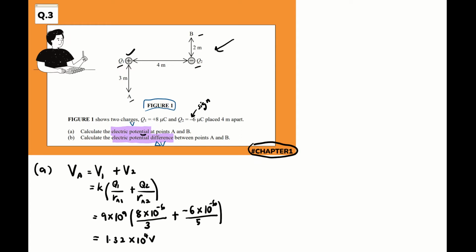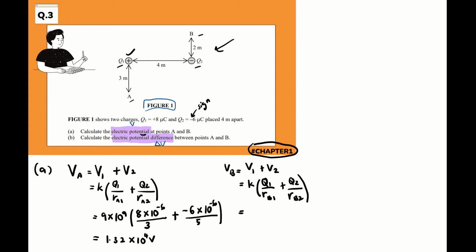1.32 times 10 to 4 volt. And one more thing is to find VB, the potential at point B. Basically we have the same formula, V1 plus V2, but the difference is in the distance. So it's supposed to be Q1 over R from B to charge 1 plus Q2 over R from B to charge number 2. That's the difference from finding VA.